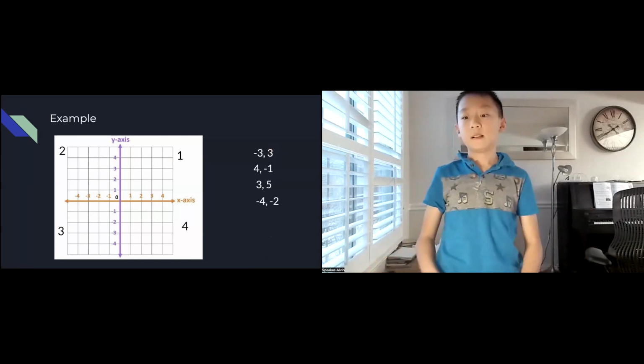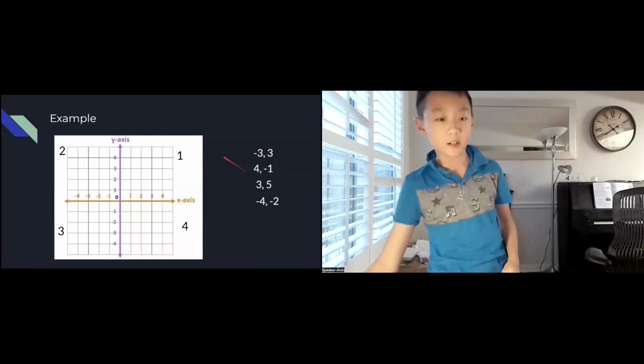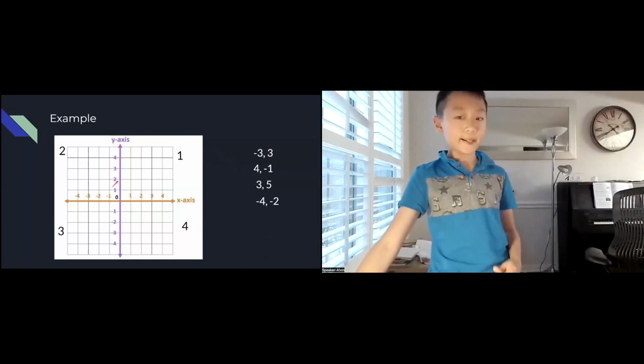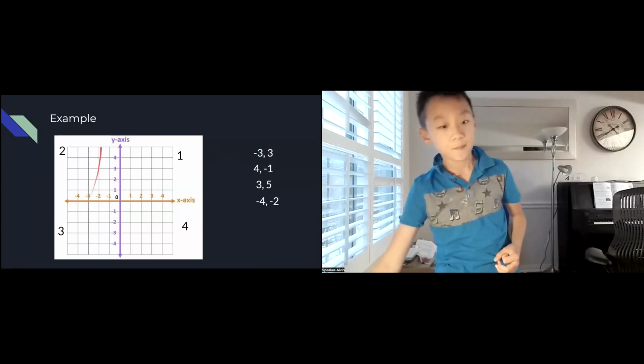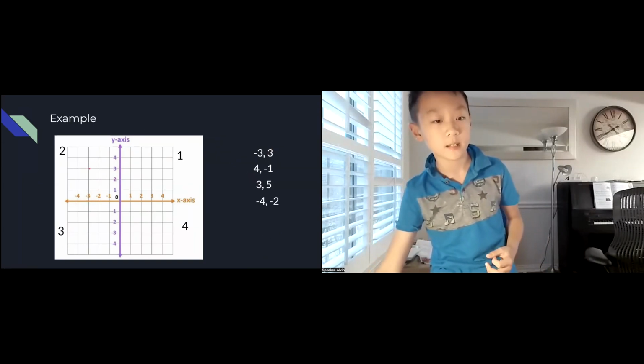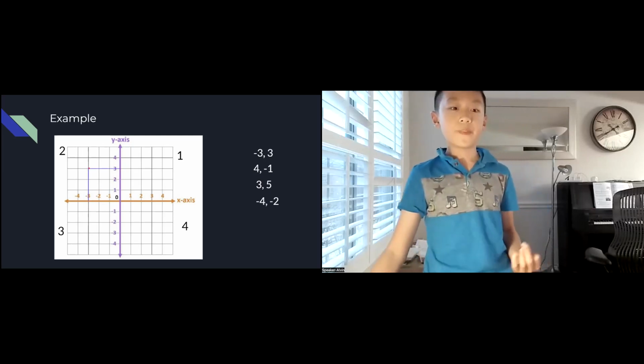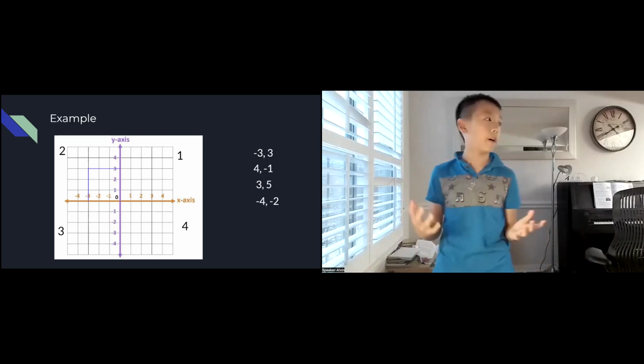Zoe. Quadrant 2. You are correct. It's quadrant 2 because it's negative positive. This is negative 3 on the x-axis, and this is 3. Where they meet, that's where it is.